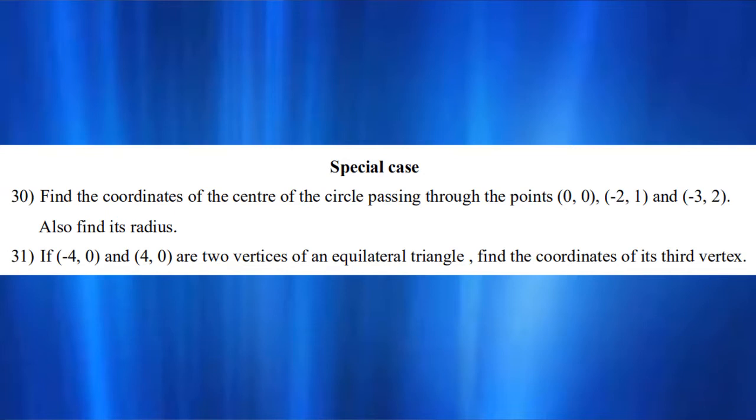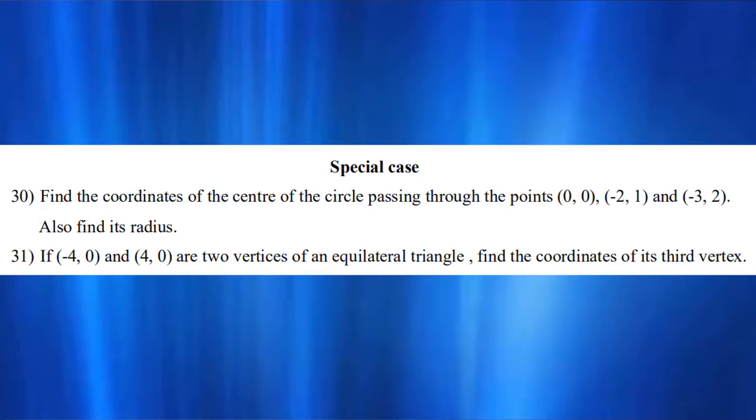Now look at question number 31. If A minus 4 comma 0 and B 4 comma 0 are two vertices of an equilateral triangle, find the coordinates of its third vertex. I think this type of problem is already solved, but I have misplaced this one in the special case. Maybe it was under a heading in the previous section. I forgot where a similar question is present. So okay, just forget about it.